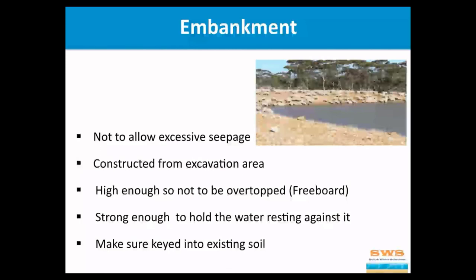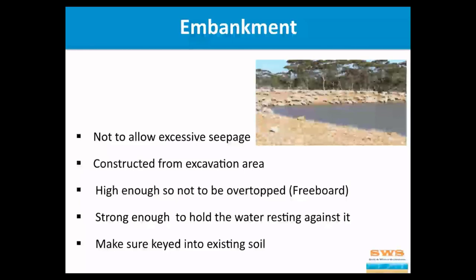It's high enough not to be overtopped, so we like to have what we call freeboard between the top of our wall and our spillway area, and that freeboard gives us the ability, when we get a large storm event, that any surcharge from the catchment above that's flowing into the dam can be held and then taken through our spillway without overtopping our wall and compromising the integrity of the structure.